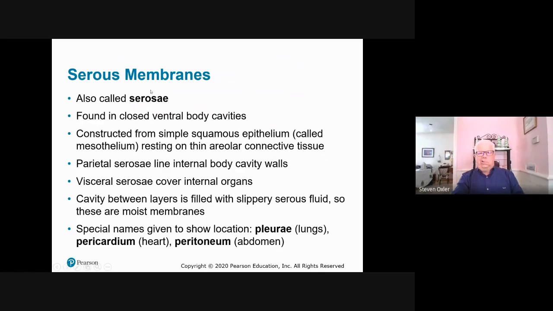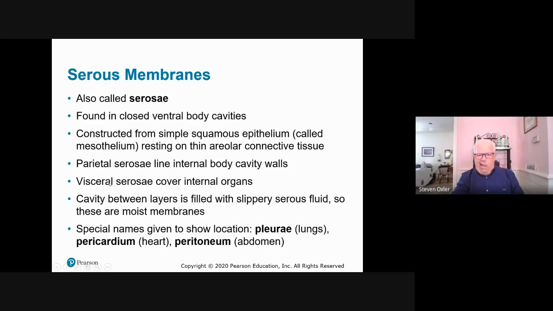Serous membranes, also known as serosae, are found in closed ventral body cavities. Very important to understand that it is a 2-layer system. The parietal layer lines the cavity walls. The visceral layer lines the internal organs. The word visceral means organ. Parietal lines the cavity, visceral lines the organs.